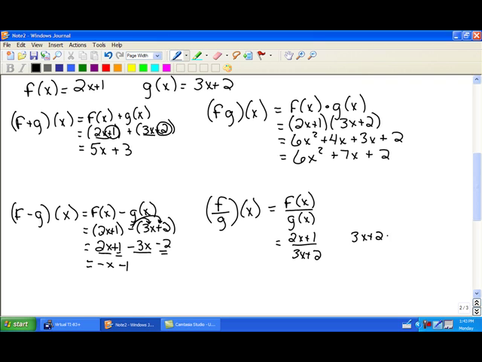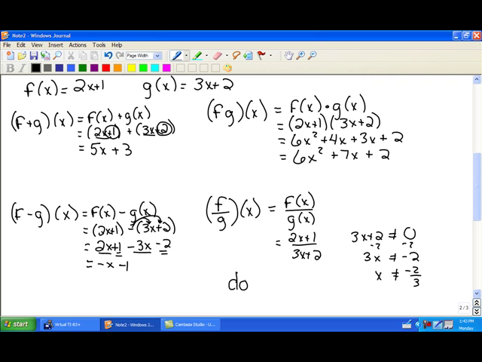The 3x plus 2 is not going to be allowed to equal 0. After I subtract 2 from both sides, 3x is not going to be allowed to equal a negative 2. So x is not going to be allowed to equal a negative 2/3 in this problem.